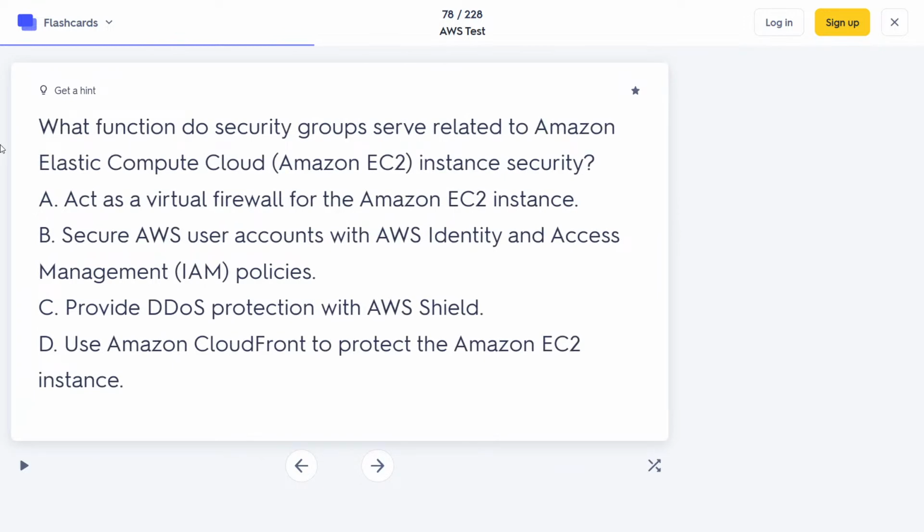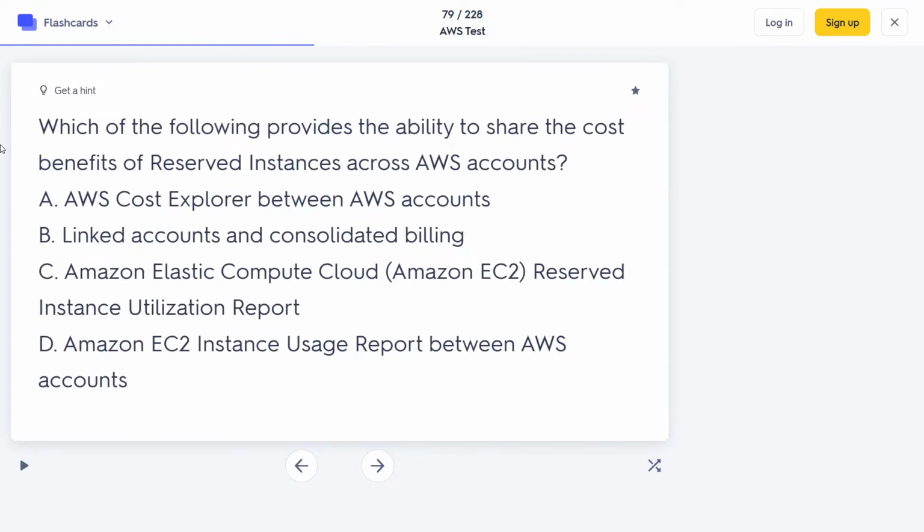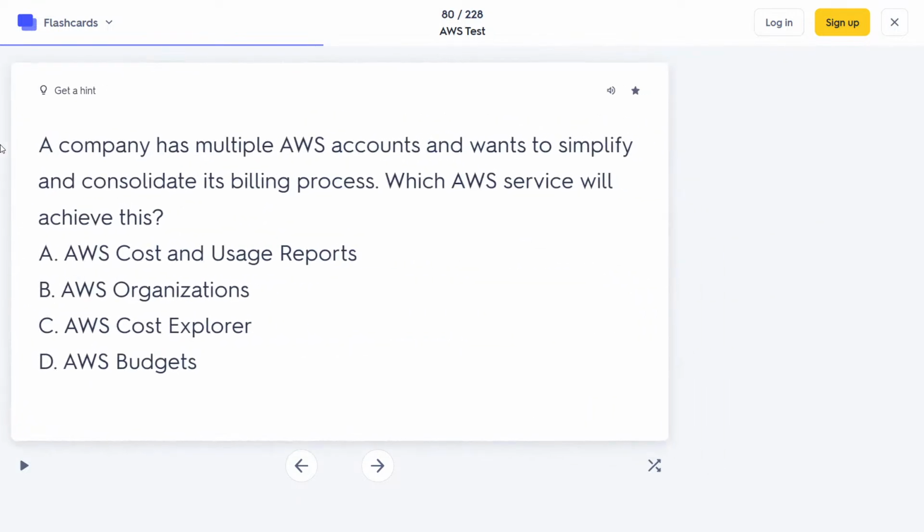What function do security groups serve related to Amazon EC2 instance security? Option number E. Which of the following provides the ability to share the cost benefit of reserved instances across an AWS account? I will say consolidated billing and linked account. Option number B sounds like it totally. A company has multiple AWS accounts, wants to simplify their thing. Well, consolidated billing, well, that's not an option. Which AWS service will they use? Of course, option number B.